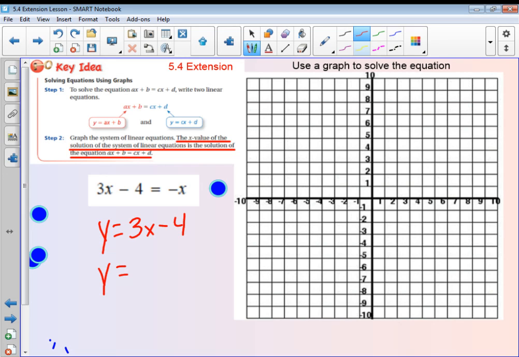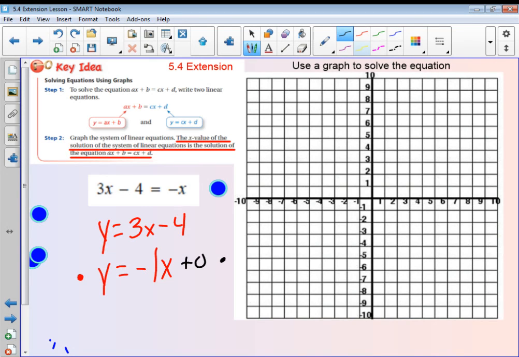And y equals a negative 1x. The reason I say a little tricky, sometimes kids get confused when it comes to graphing that. Remember, if there's no number in the back, it's the same as saying a plus 0. Okay, so we'll go ahead and graph this one in black.